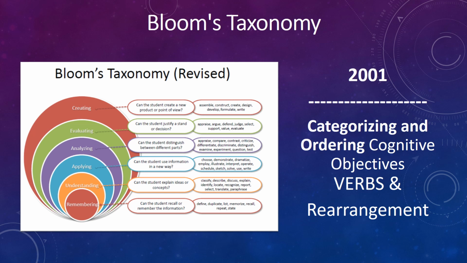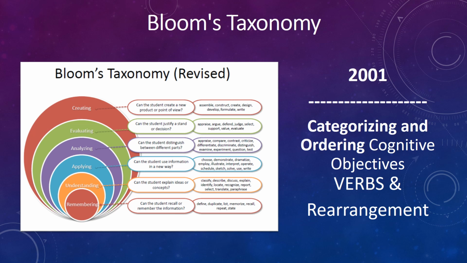We will now look at how that was revised in the 1990s. A former student of Bloom's, Lorin Anderson, revised his taxonomy and then later published it in 2001. The key difference is the use of verbs rather than nouns for each of the categories, and a rearrangement of the sequence within that taxonomy.